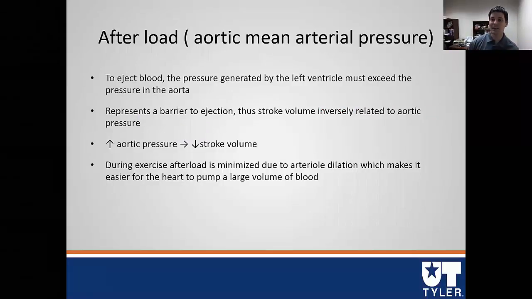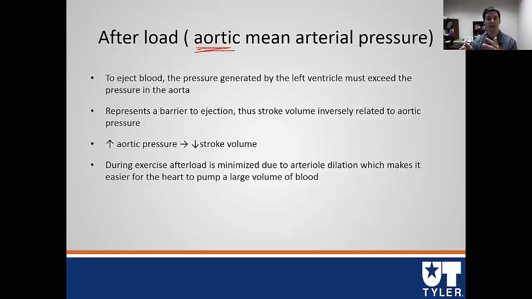Afterload is, in short, the mean arterial blood pressure. Specifically, it's the arterial blood pressure in the aorta. Right? The aorta is the artery that comes directly off of the heart and that the left ventricle pumps directly into. So we know in order to make this pump work, we have to close off the valve. So we close off the aortic valve.